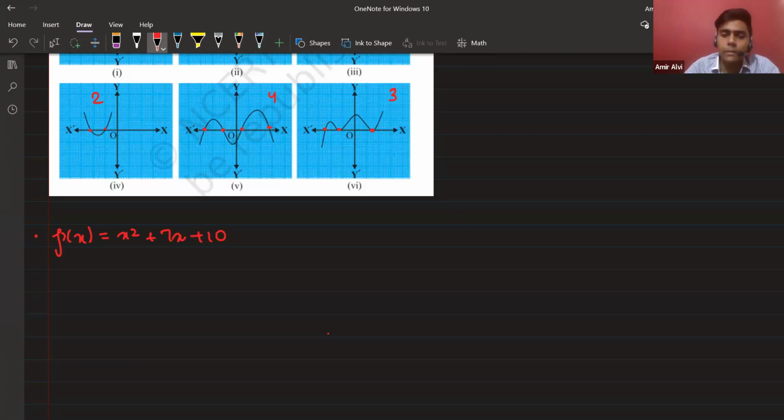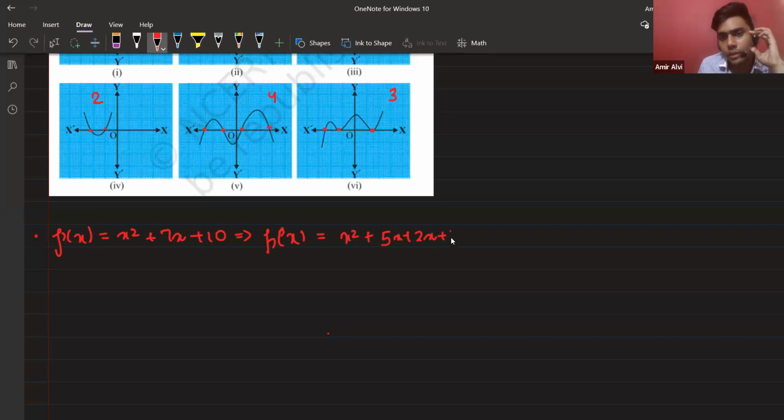Is Adil done? Adil, tell me, how did you solve it? Tell me the first steps. x square plus 7x, x square plus 5x plus 2x. Okay, basically you have split it down. The middle term split. Very good.